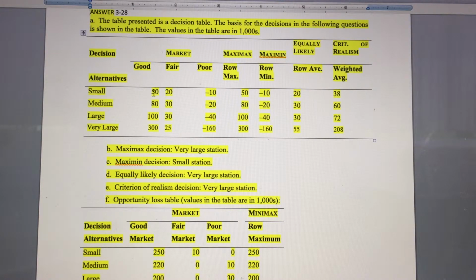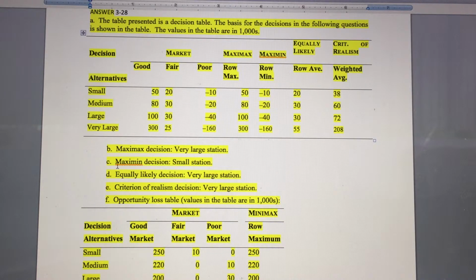The minimum among the 50, 20, minus 10 is negative 10. 80, 30, negative 20, the minimum is negative 20. 100, 30, negative 40 is negative 40. 300, 25, negative 160 is negative 160. These are my minimum values.